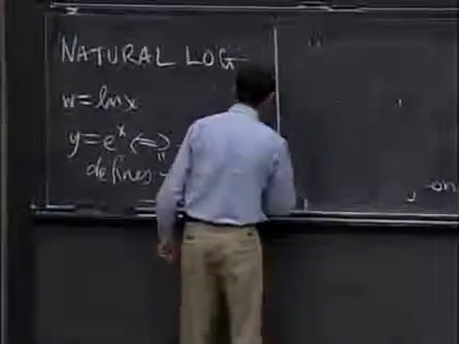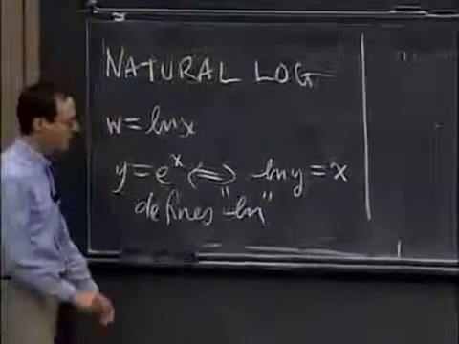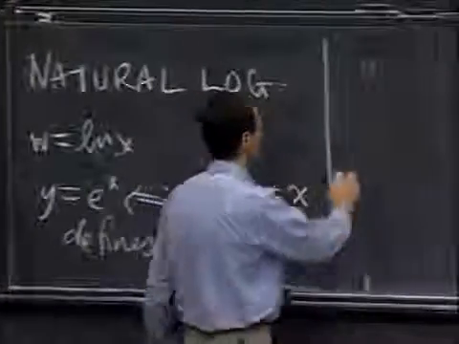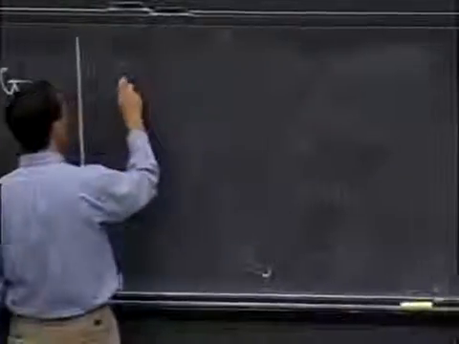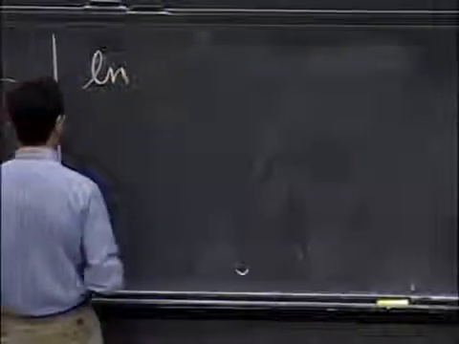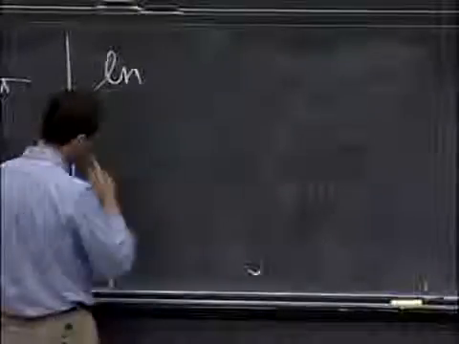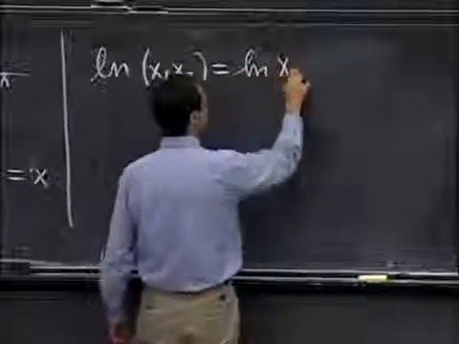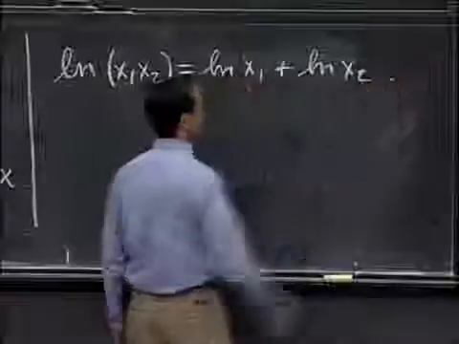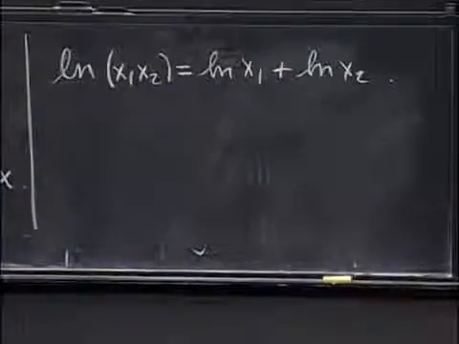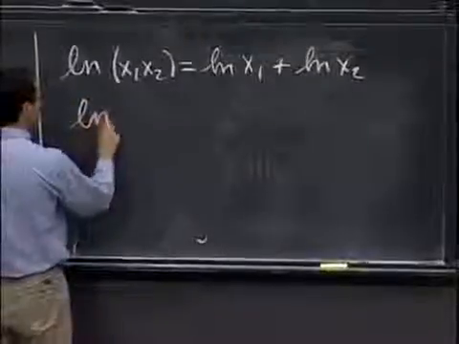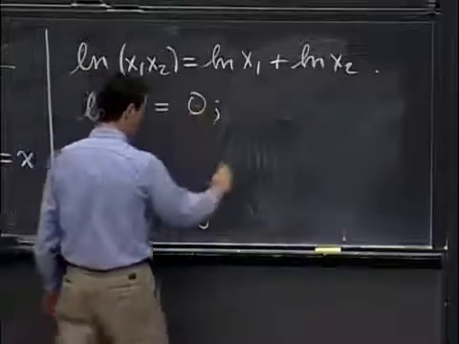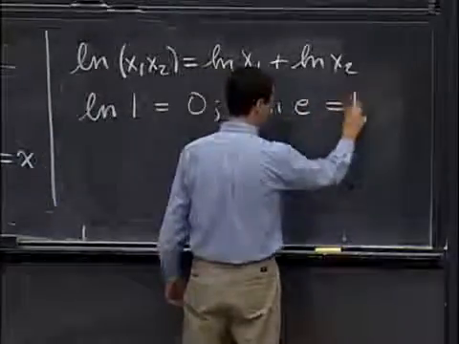Now, the logarithm has a bunch of properties, and they come from the exponential properties. And in principle, you remember these. And I'm just going to remind you of them. So the main one that I just want to remind you of is that the logarithm of x1 times x2 is equal to the logarithm of x1 plus the logarithm of x2. And maybe a few more are worth reminding you of. One is that the logarithm of 1 is 0. A second is that the logarithm of e is 1.